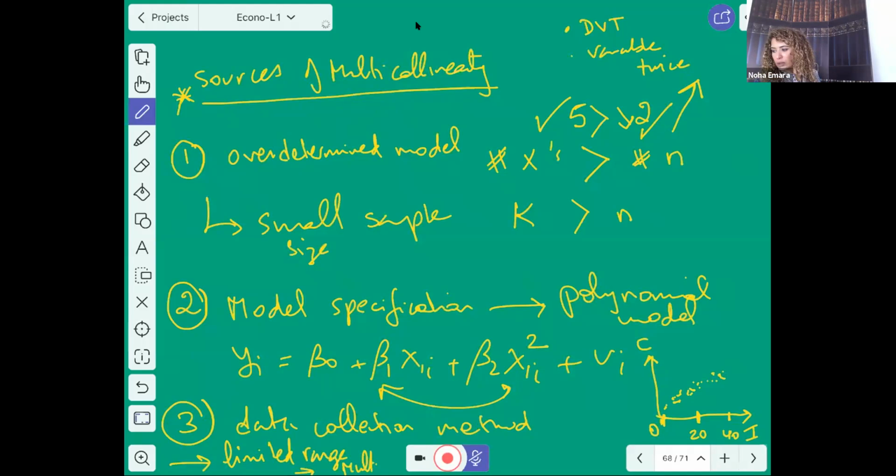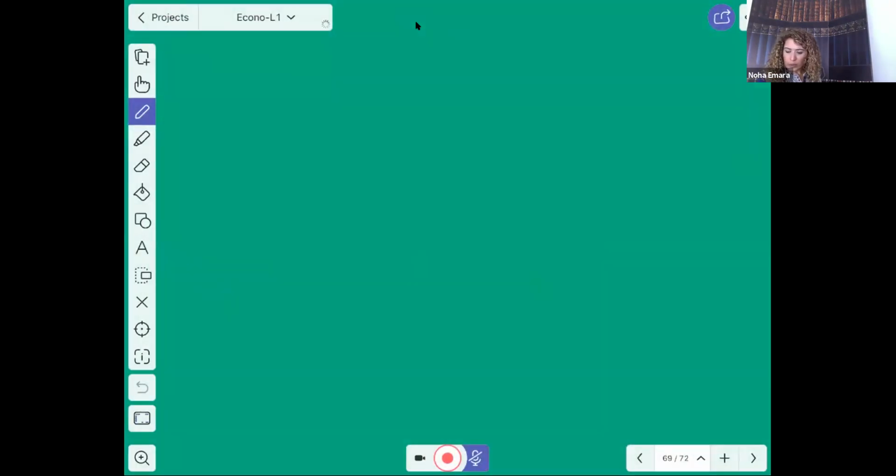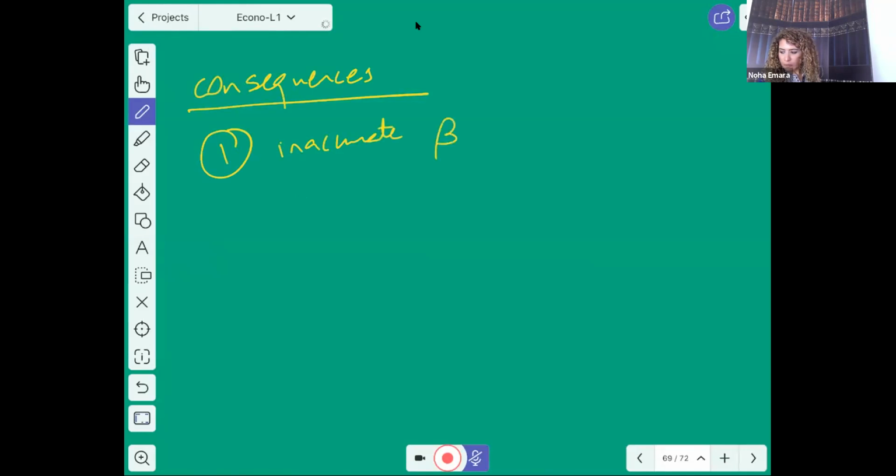When I talk about the consequences of multicollinearity, I already mentioned that, right? So the beta hat is inaccurate. Let me just summarize it. The main consequences of multicollinearity, we said that already in video 1: inaccurate beta, right? Large variance of the beta, let me call it beta J, to make it general.